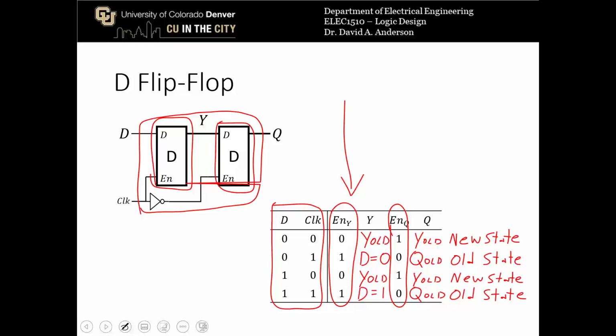It transitions to a new state whenever the clock moves from 1 to 0. So then it goes from an old state to a new state. Whenever the clock transitions from a 0 to a 1, Y starts taking in new data, but Q just remembers its old state.